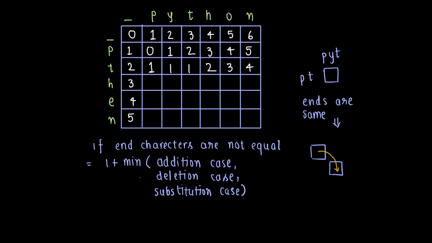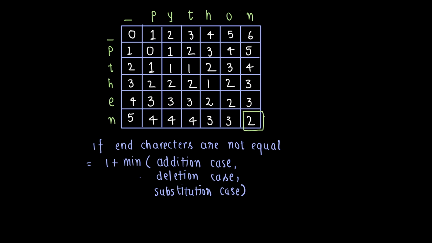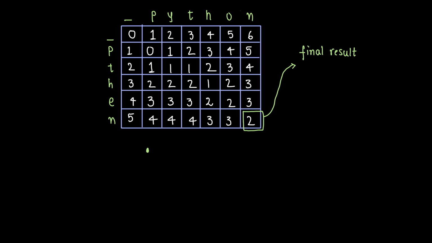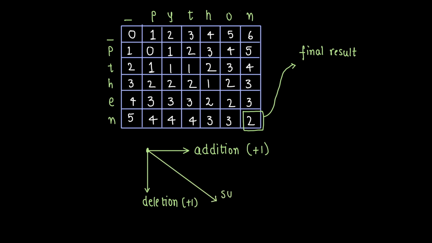Now we fill up all the boxes in a similar fashion, checking whether the end characters match or not, and filling the values until the last box is filled. The final result is the value in the lower right box. Just to cap things off, the addition direction is towards right, +1. The deletion step is from top to bottom, which is +1. The substitution case depends on the end character. 0 when they match and 1 if else. That means they do not.